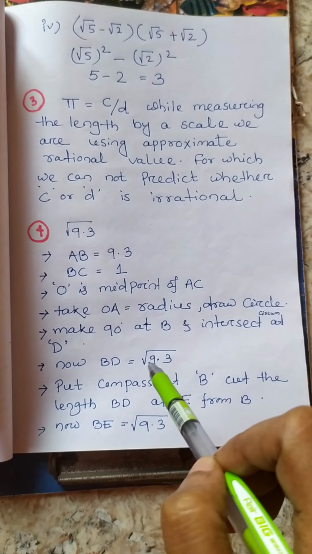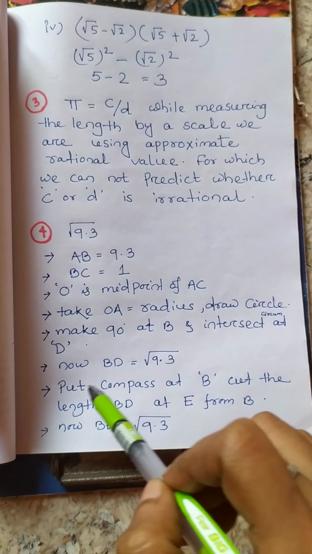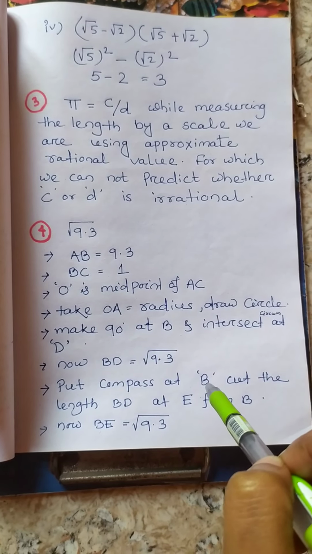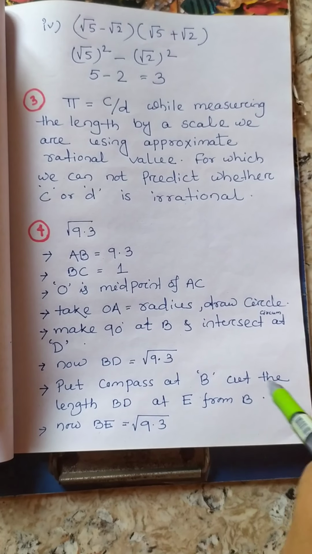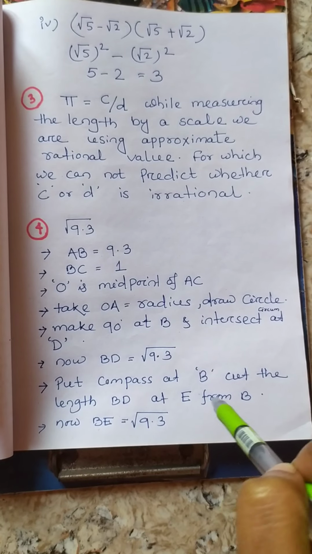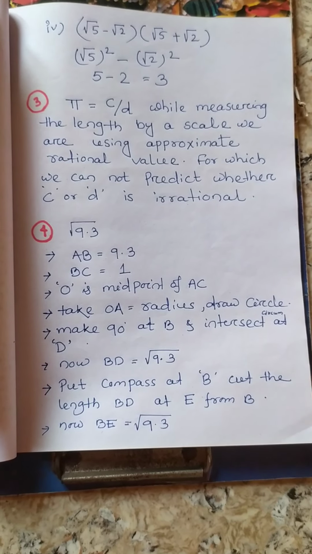Now BD equals root 9.3, but it is not lying on the number line. So put the compass at point B, fixed at point B, and let the rotating end, the adjusting end, cut the length BD at point E. So from B to E now becomes the desired value of root 9.3.